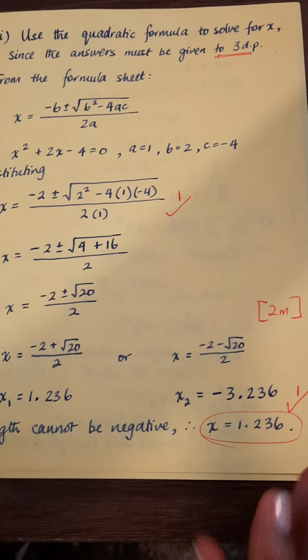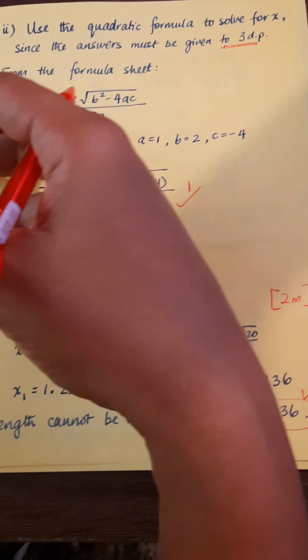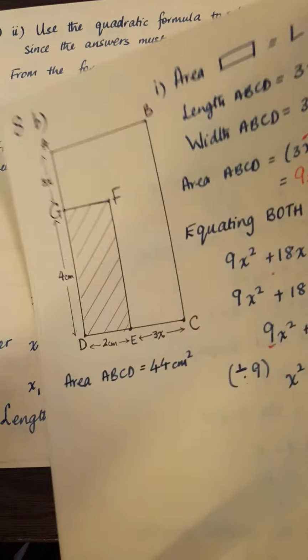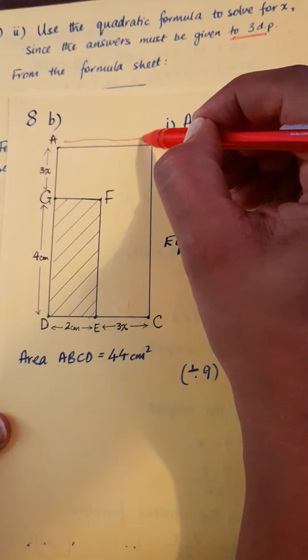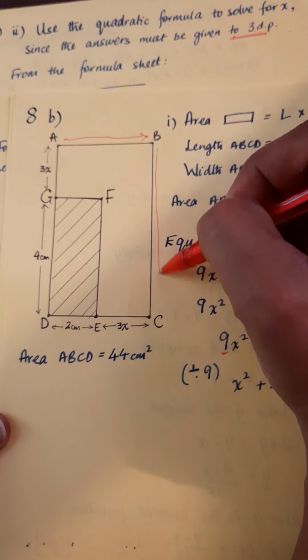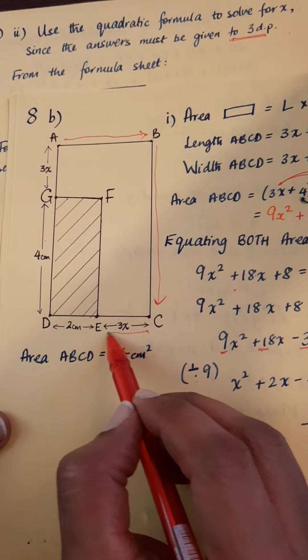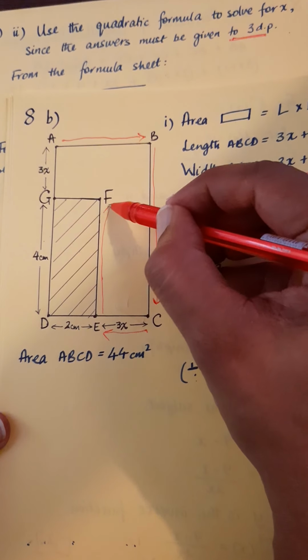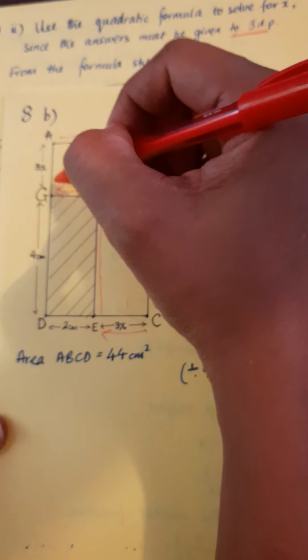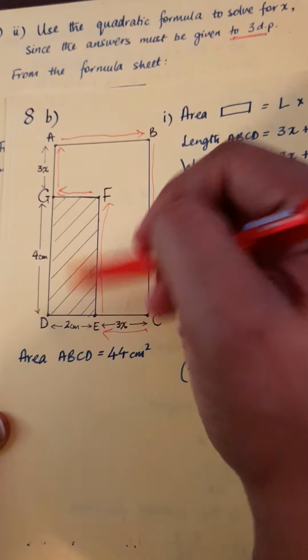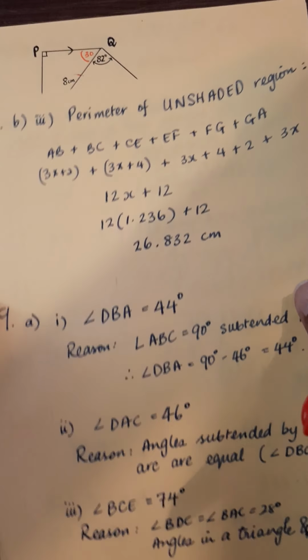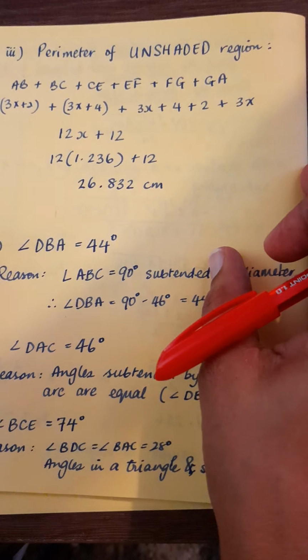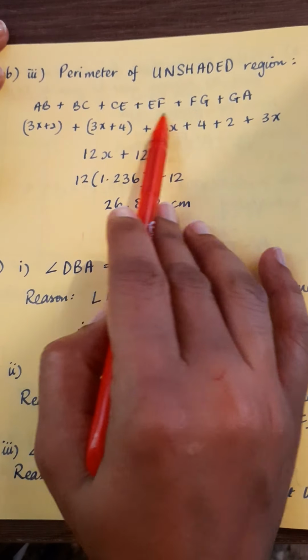All right, so now we had to calculate the perimeter of the unshaded region. So we are going from A to B, and then B to C, and then C to E, E to F, and F to G, and finally G to E. So we have a closed circuit. That is what we're going to do. So the perimeter of the unshaded region is the same thing that I've outlined.